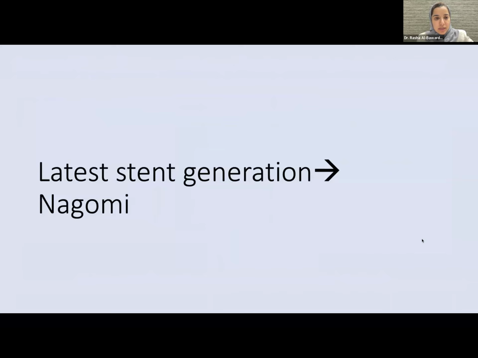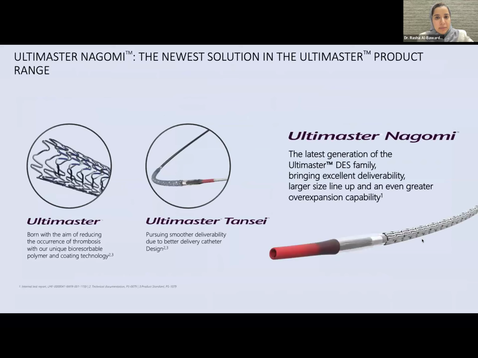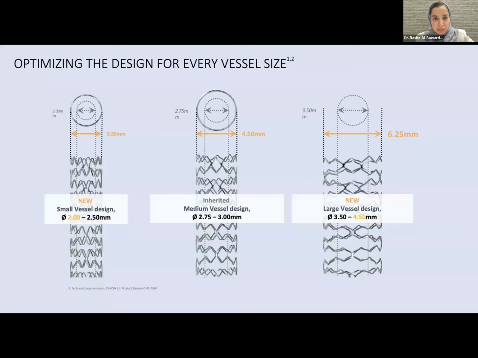So what is new with the latest generation of Ultimaster? It's called Nagomi. It highlights multiple things. So these are the earlier platforms. The Nagomi comes in with multiple advantages with excellent deliverability, larger size range, and the most important thing is the overexpansion capability. So if you look at the sizes, it comes into three categories.